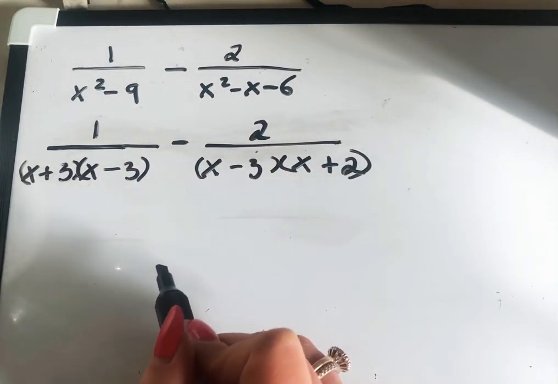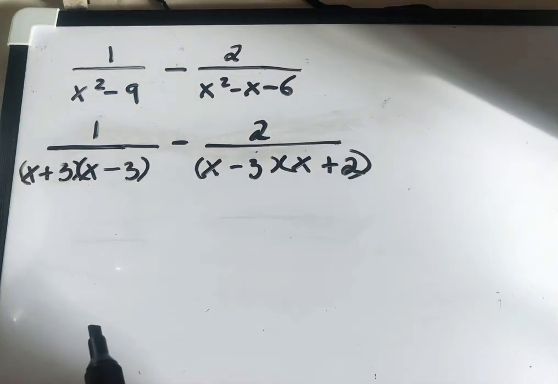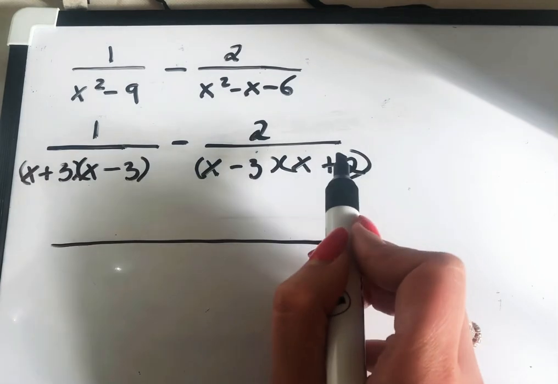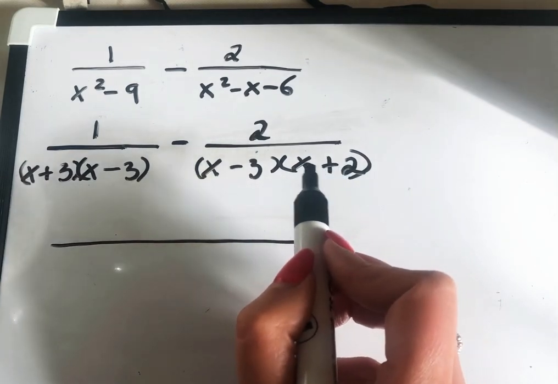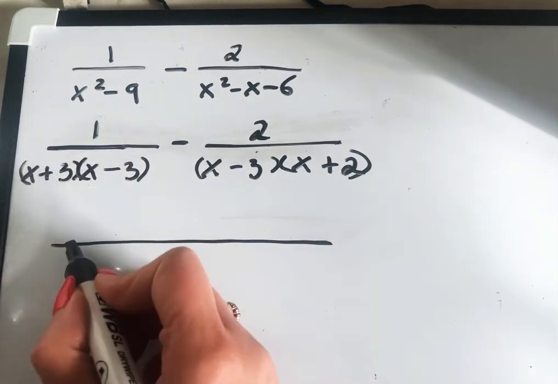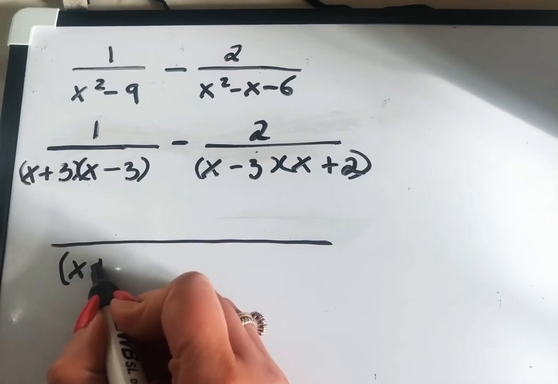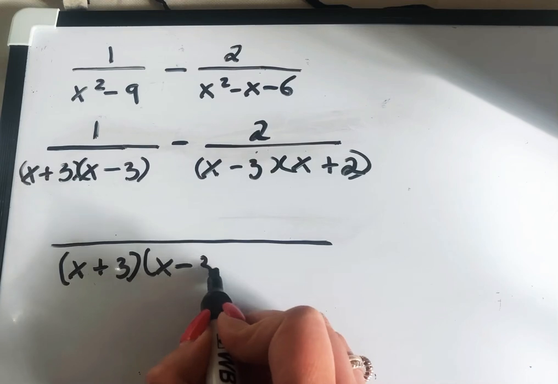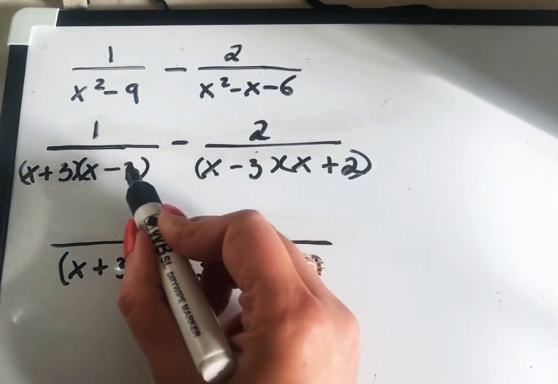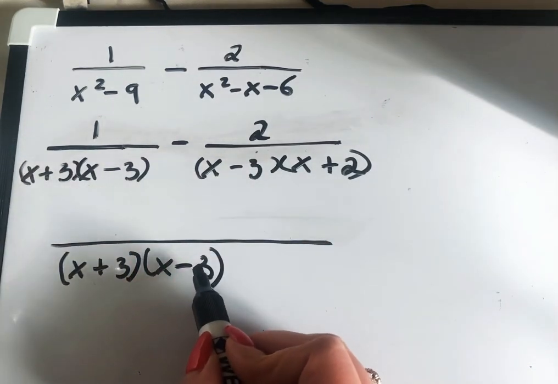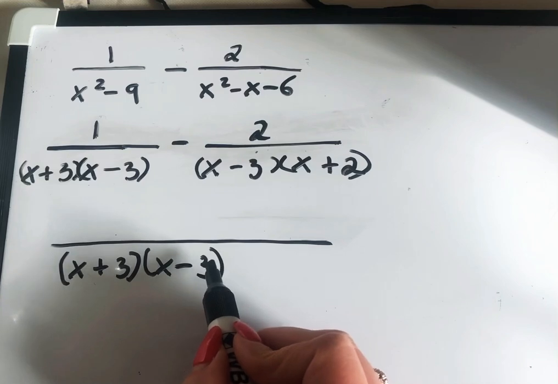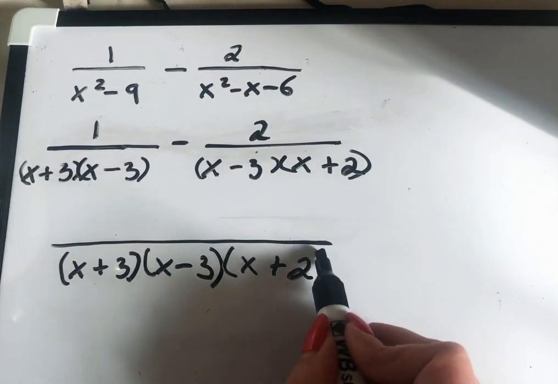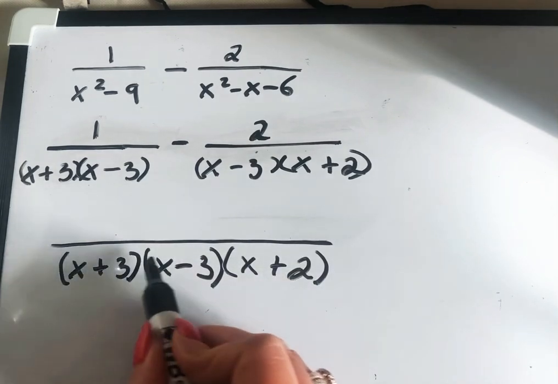Now we come to the stage where we have to form our common denominator. So to do this, we simply take our brackets here and write them down once. So we start off at x plus 3. So we'll write down x plus 3. We'll then write down x negative 3. And because it's here twice, we only write it down once. That's a very important step to remember. And then we've got x plus 2. So that's our denominator sorted.